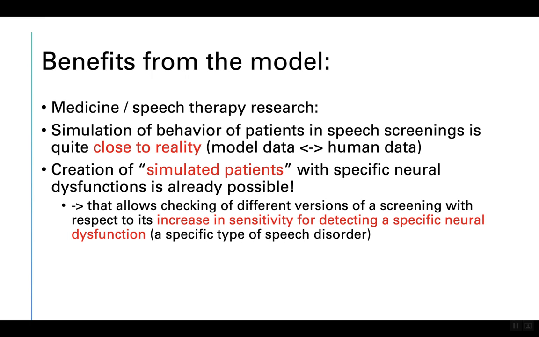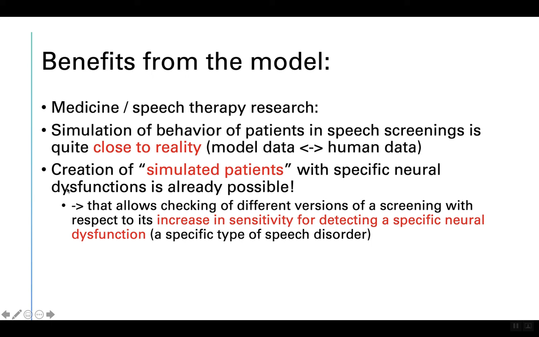What are the benefits of our model? So in medicine or in speech therapy research, we can use the model for the simulation of the behavior of patients. We can simulate the speech screenings, and we can simulate neural dysfunctions, and we get results which are quite close to reality. Why can we create simulation patients? Yes, because we can introduce neural dysfunctions, and so we can specify or define the neural dysfunctions very clearly by using a model.